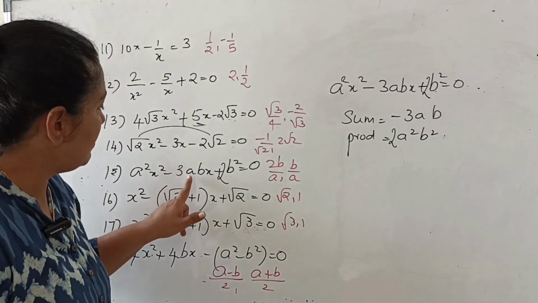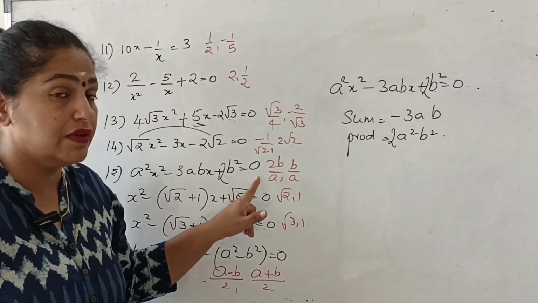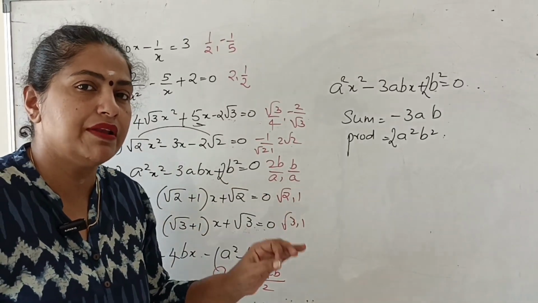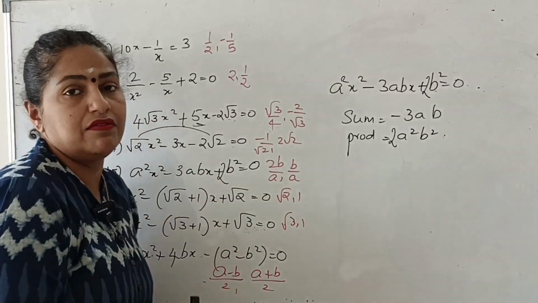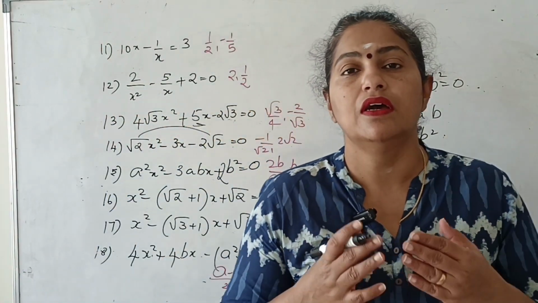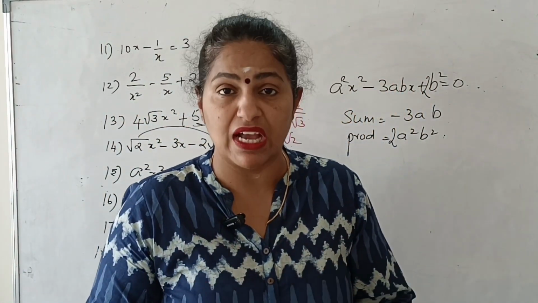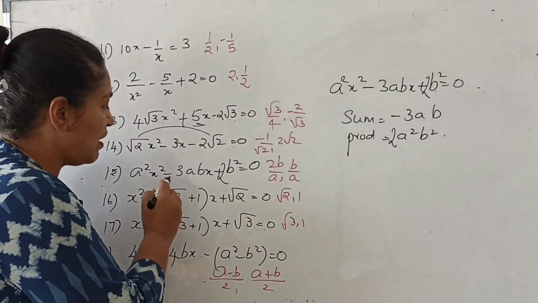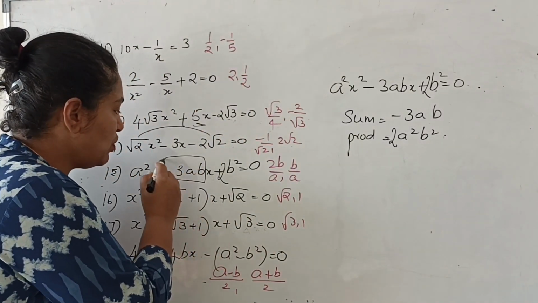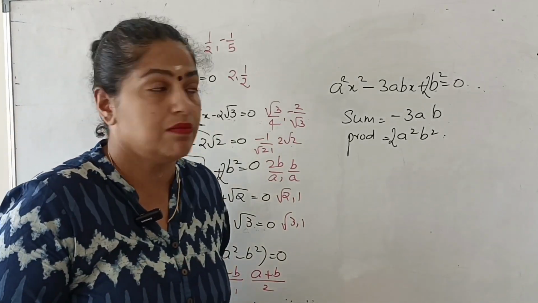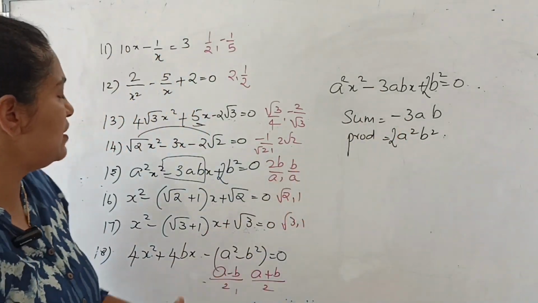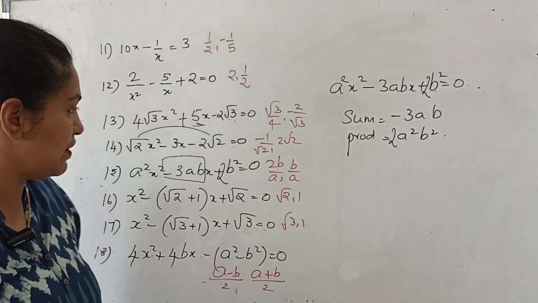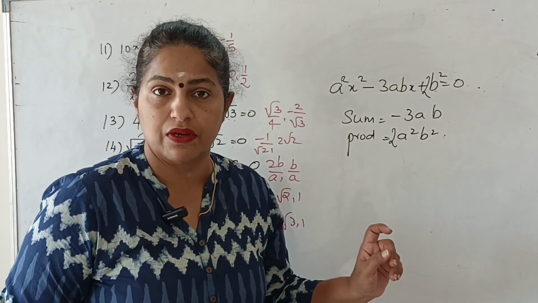a square x square minus 3abx plus 2b square is equal to 0. I had made a mistake while writing the question. There was a 2 over here which I had not written previously. Now let us do this by factorization. I need to find two numbers that will give me a sum of minus 3ab. See, whatever is standing with x is our sum. So minus 3ab and the product is 2b square into a square giving 2a square b square.